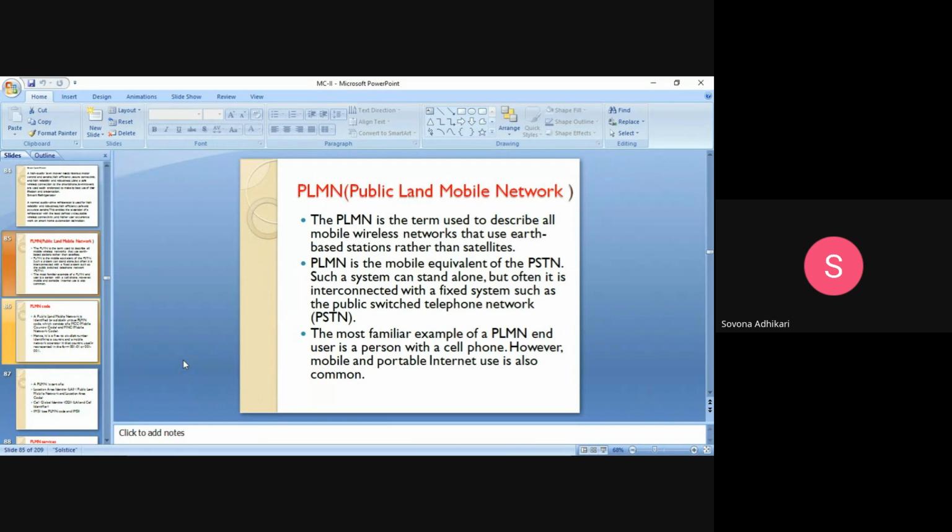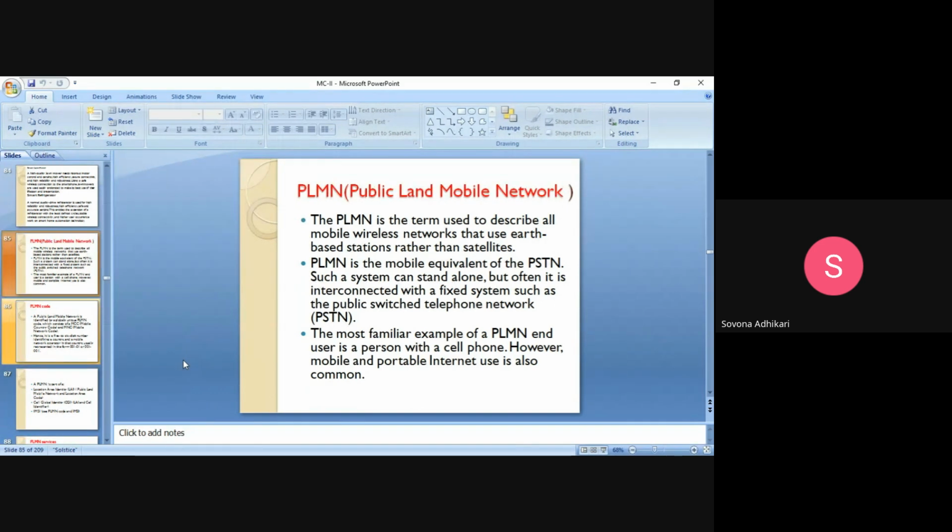Such a system can stand alone, but often it is interconnected with a fixed system such as the Public Switched Telephone Network. The most familiar example of a PLMN end user is a person with a cell phone. However, mobile and portable internet use is also common. So the example of PLMN is our cell phone. This is mobile; you can travel.